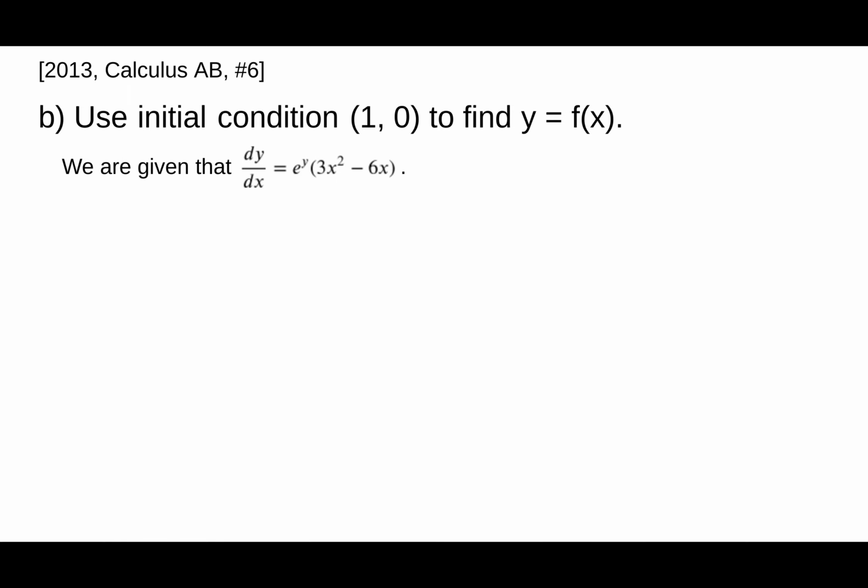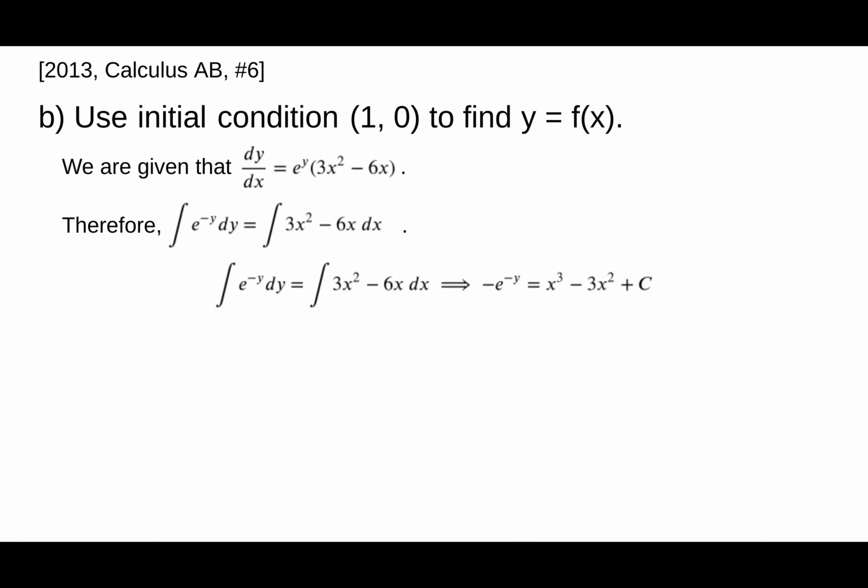All right, so we're given in the question stem that dy/dx is this function e^y times (3x² - 6x). So if we're going to use separation of variables here, dividing both sides by e^y, we get e^(-y) dy = (3x² - 6x) dx. So if we add in the integral sign on both sides and then integrate, we have the integral of e^(-y) dy equals the integral of (3x² - 6x) dx, which implies that -e^(-y) is equal to x³ - 3x² + c.